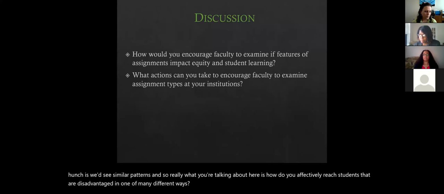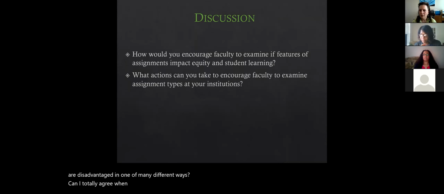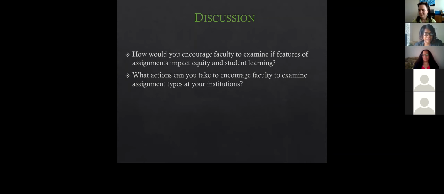I totally agree. When you show faculty the data, I think that is a critical first step. And Becky, what I also want to say is that faculty have to be open to receiving what you share with them. Yes, I agree, Becky. I completely agree.